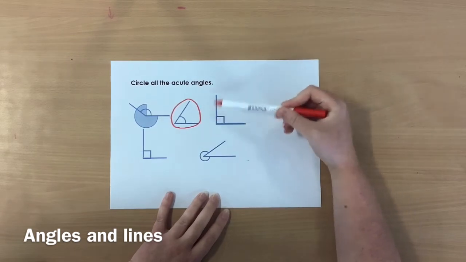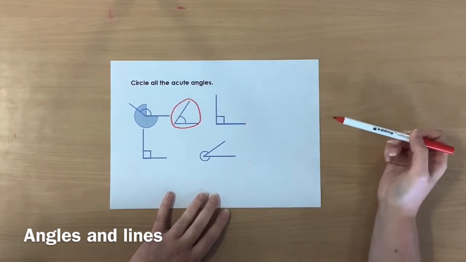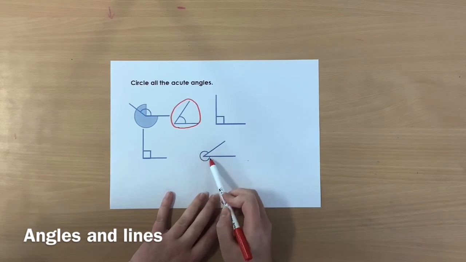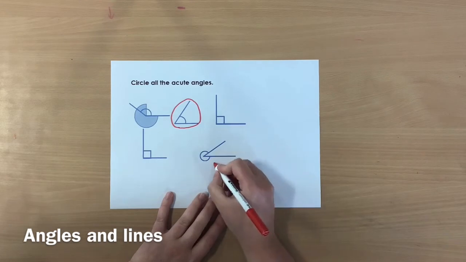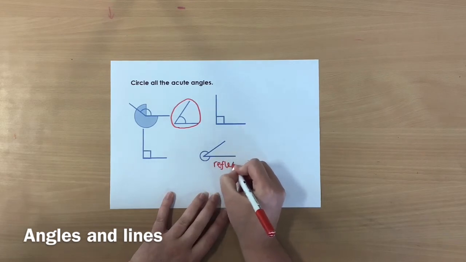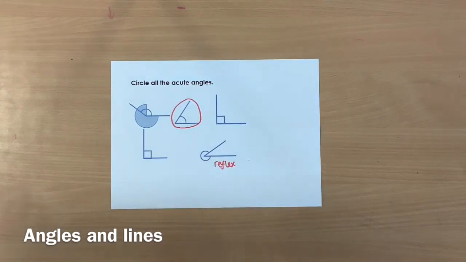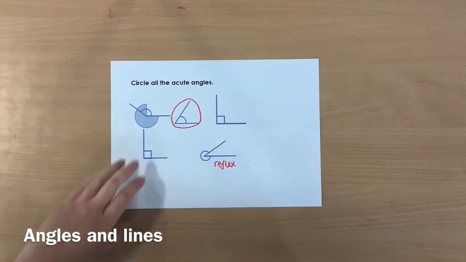This one, once again, is a right angle. It's been marked off there. And then this one, I'm wondering if you can remember what we call this type of angle. Well, it's called a reflex angle. So hopefully you got that. So there's only one acute angle for this question.